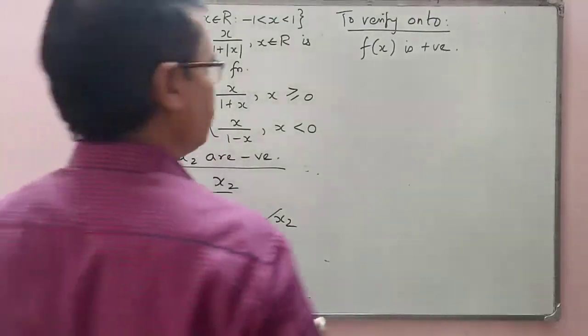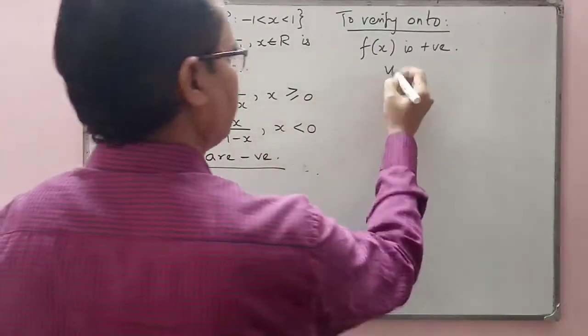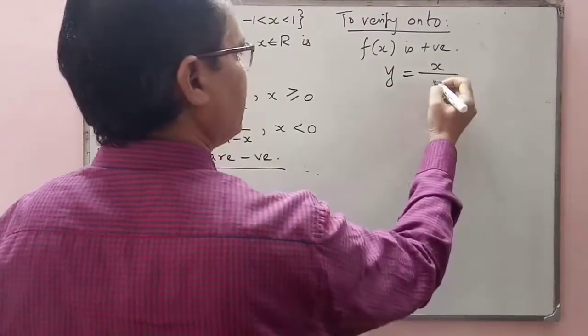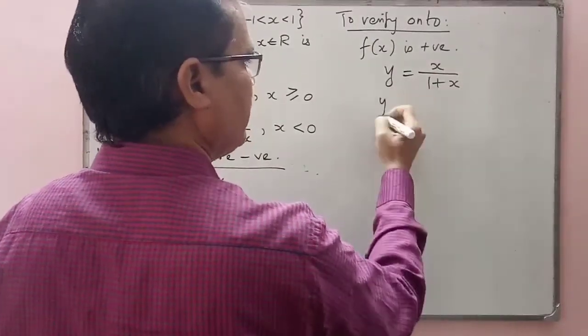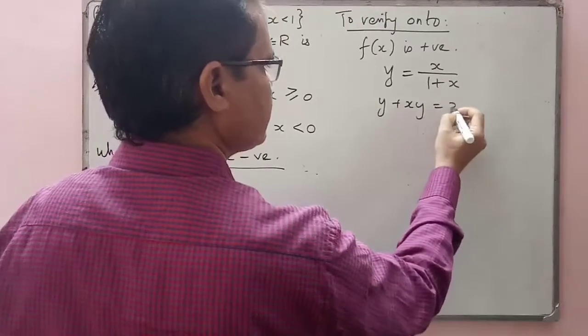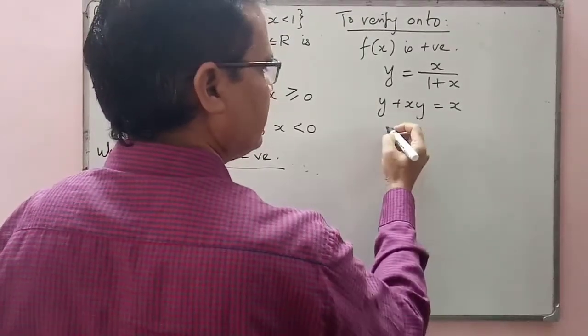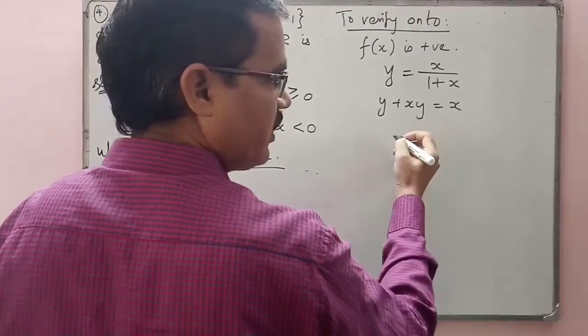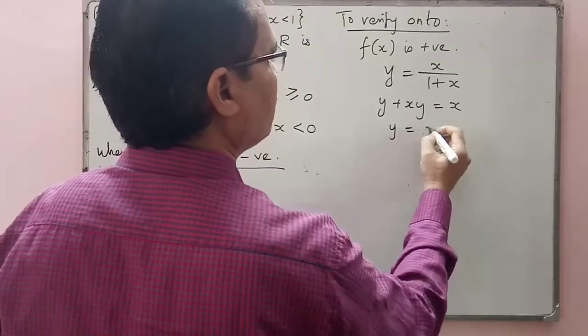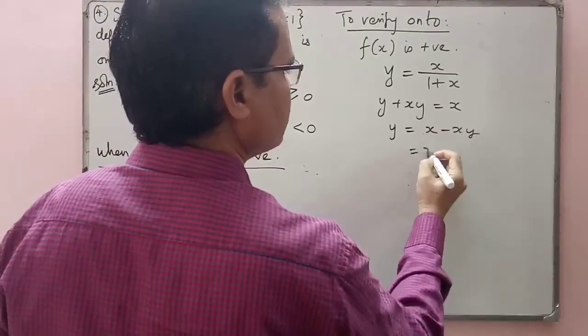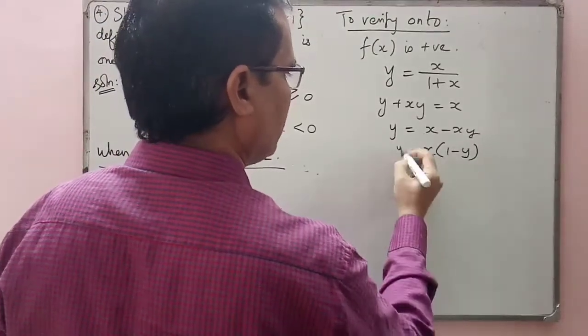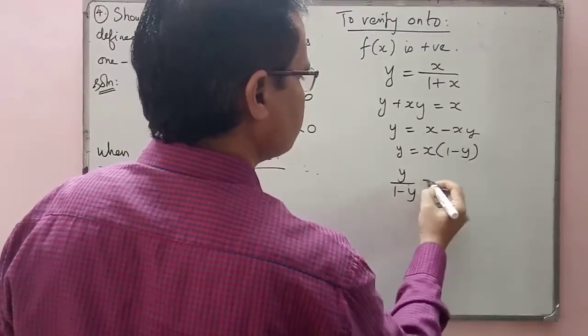f of x is positive, so this function has to be taken. Let us take it as y equal to x by 1 plus x. Solve this for x, right? So y is equal to x minus xy. Take this x out. You will have y equal to x times 1 minus y, so x equals y by 1 minus y.